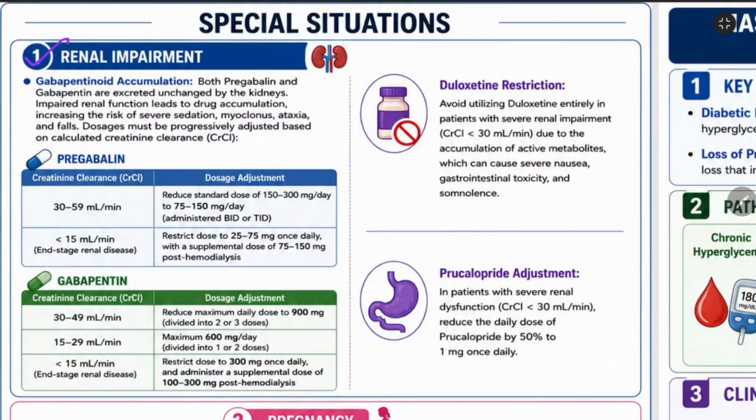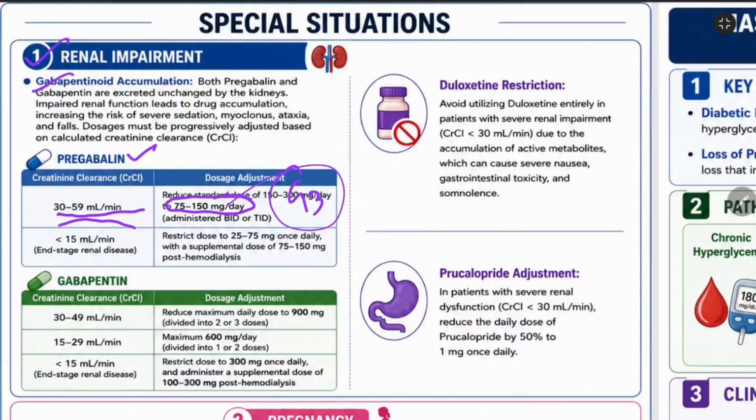In renal impairment, there is gabapentinoid accumulation, so you should reduce the dosage. Pregabalin: if the eGFR is 30 to 60, meaning the patient is in G3 stage, the standard dose is 150 to 300 mg. So reduce the dose to 75 to 150 mg per day.